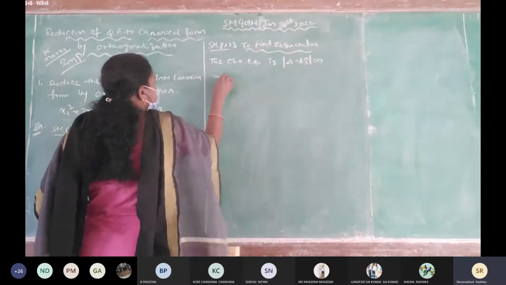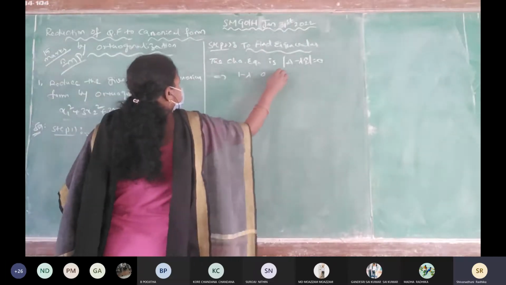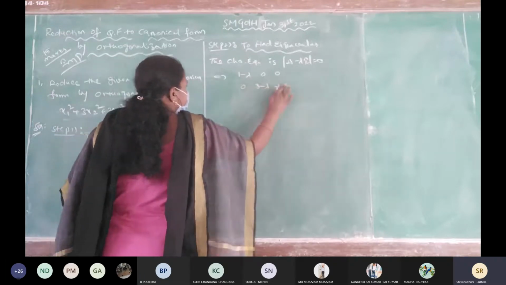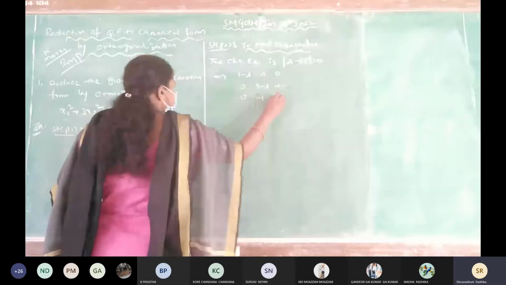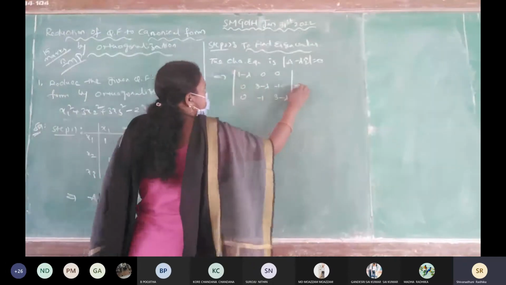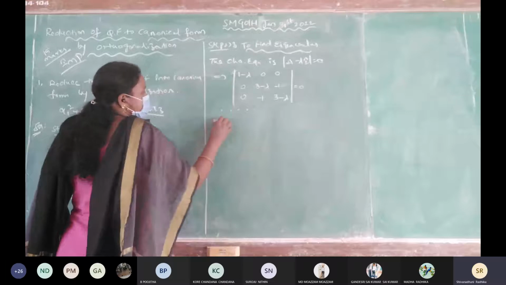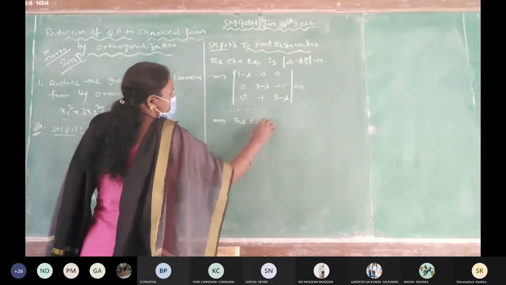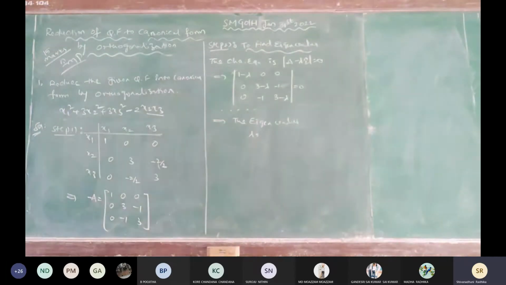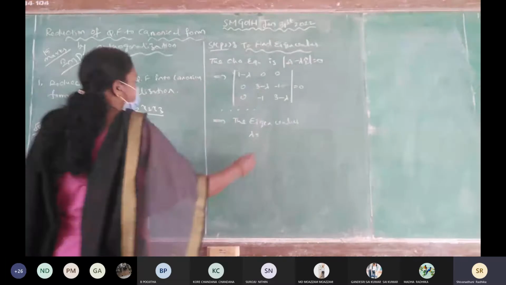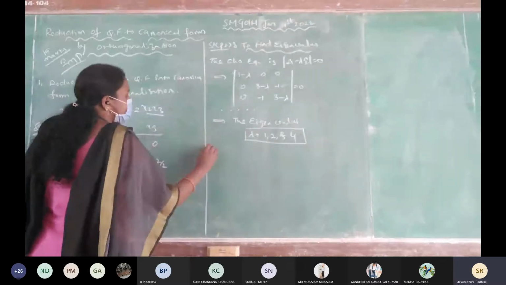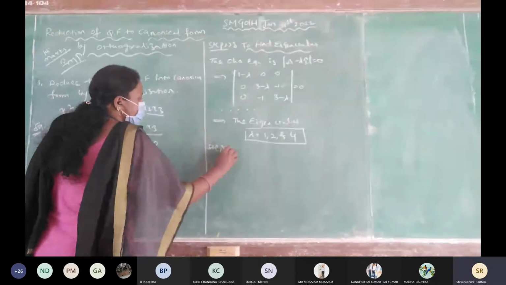First of all, write the characteristic equation: determinant of 1 minus lambda, 0, 0; 0, 3 minus lambda, minus 1; 0, minus 1, 3 minus lambda, equals 0. By simplification, I am getting the eigenvalues. The eigenvalues are 1, 2 and 4. How many eigenvalues here? 3. Then go for step 3.